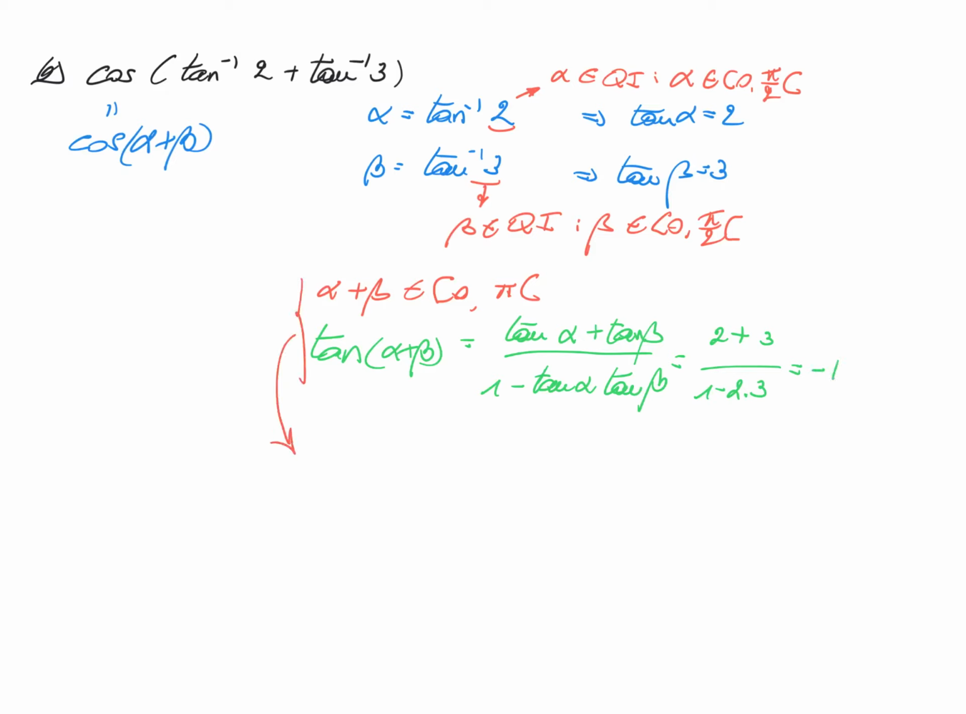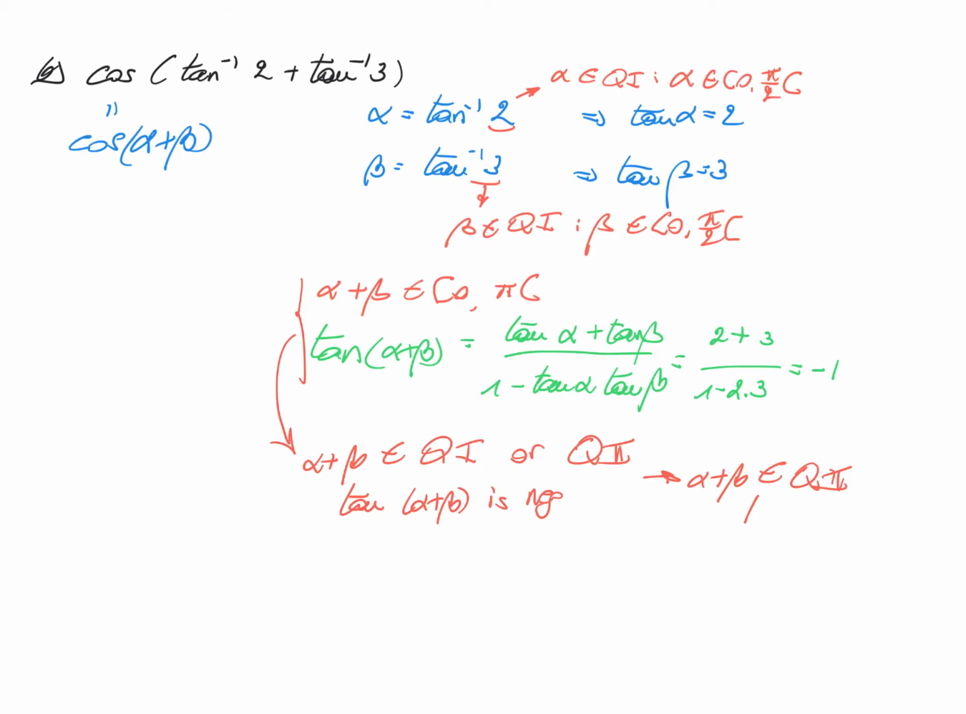Thus, these two combined tell us that alpha plus beta is either in quadrant 1 or in quadrant 2. And we know that the tangent of alpha plus beta is negative. So because my tangent is negative, we know that the angle alpha plus beta has to be in the second quadrant. So in the second quadrant, we also know that cosine of alpha plus beta will be negative. The only thing we then still need is the value of the cosine.